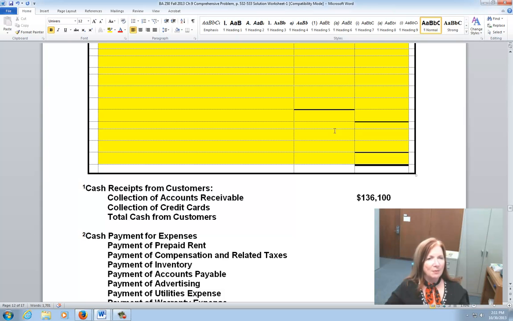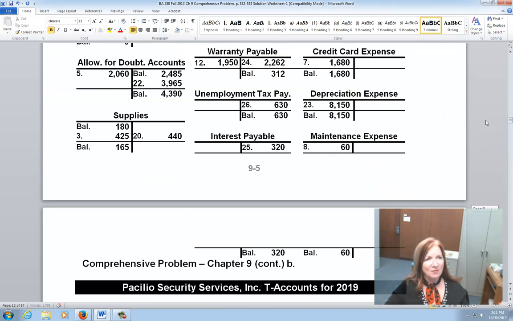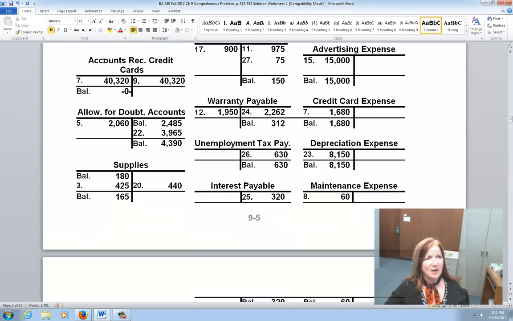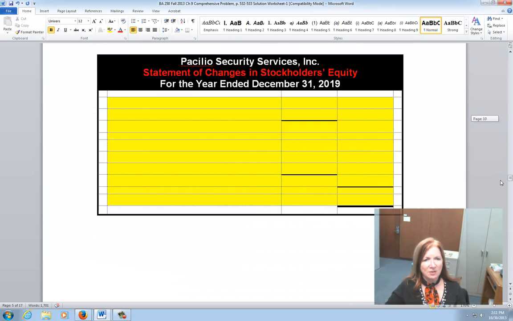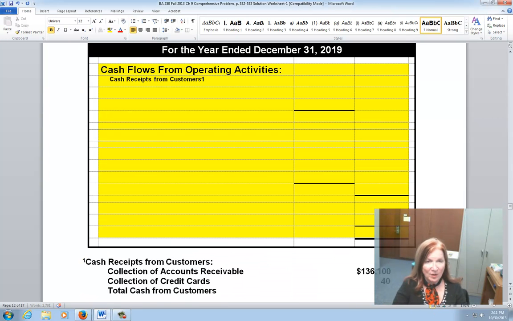And I'm looking for my receipts from credit cards. So I'm going to come back up here to my T accounts. I'm looking for my assets. They're over on the far side, and here I have receipts from my credit cards. So here is where my credit cards were charged, and here's where my credit cards were received. And so this credit is $40,320. So I'm going to come back down here and put in my $40,320.